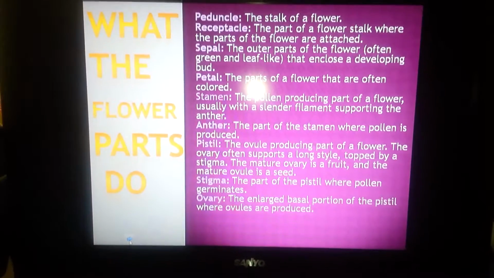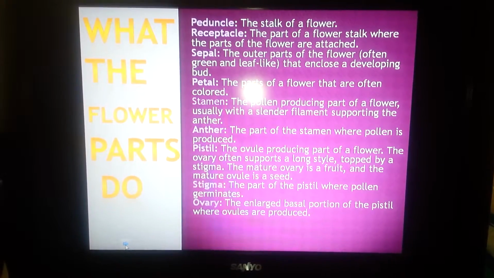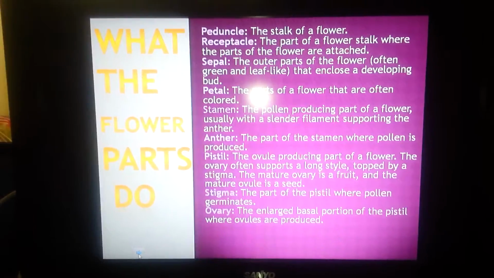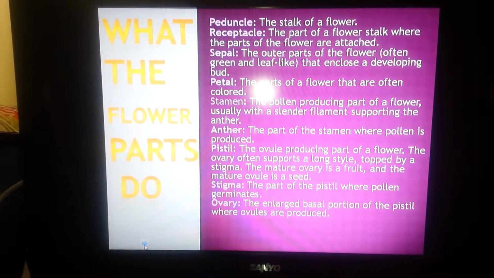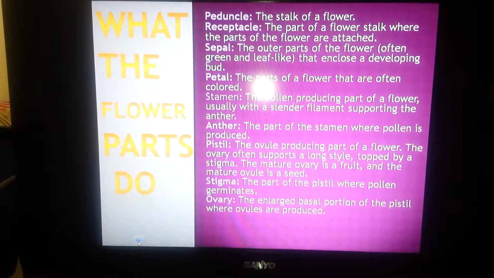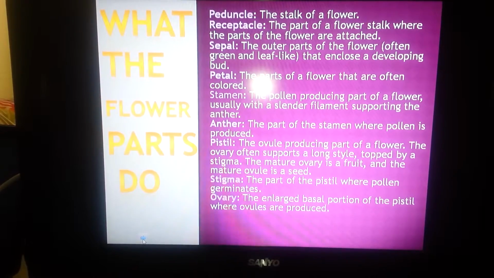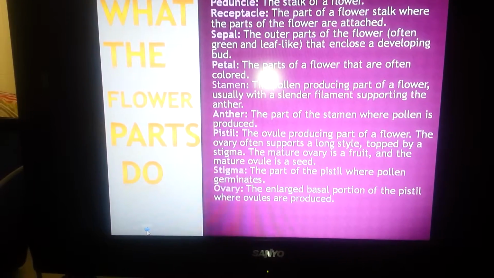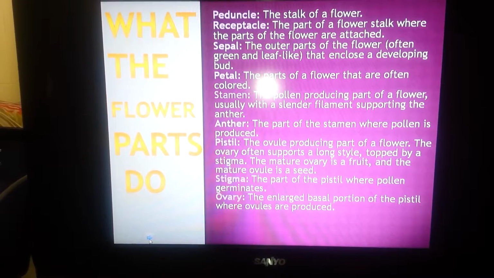Peduncle, the stalk of a flower. Receptacle, the part of a flower stalk where the parts of the flower are attached. Sepal, the outer parts of the flower, often green and leaf-like, that enclose a developing bud. Petal, the parts of the flower that are often brightly colored.